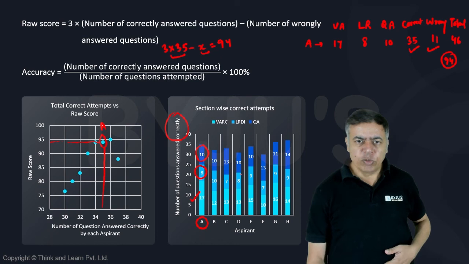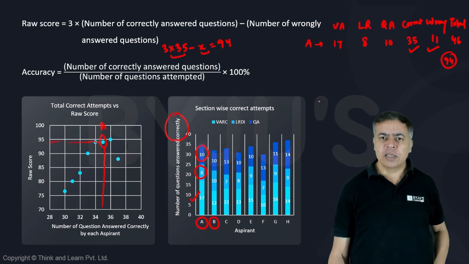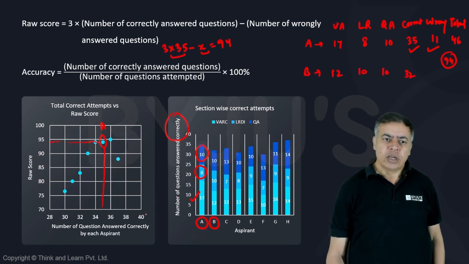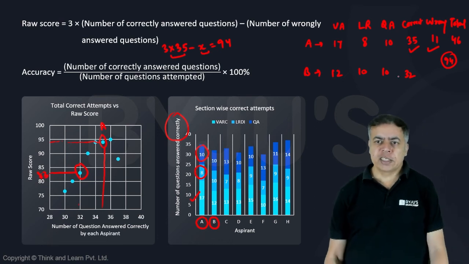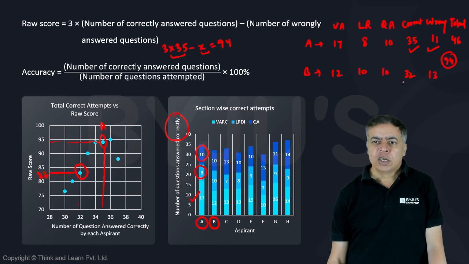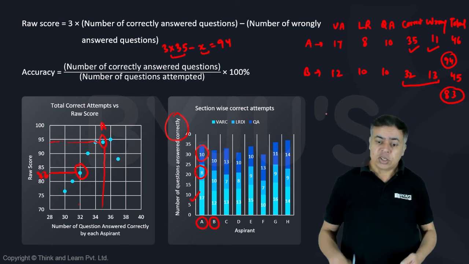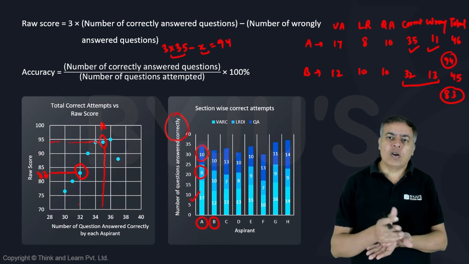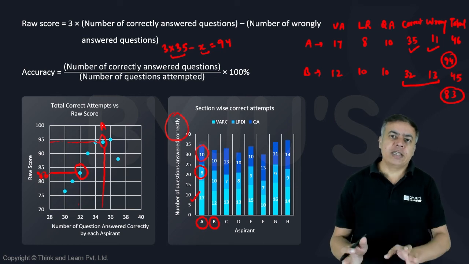Because I can show you one more. Let's say candidate B, the verbal score is 12, then 10, then 10. So total is 32. Now for 32, the score must be 83. 32 into 3 is 96, 96 minus 13, so wrong should be 13. So the total number of attempts should be 45, right? And the score is 83, right? So this kind of data is there, and I can write this for all candidates.